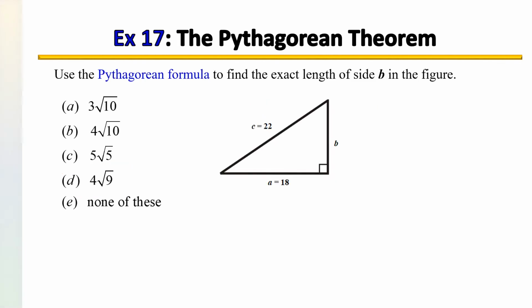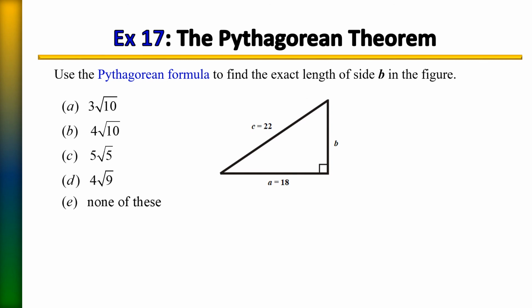In this example, we're going to use the Pythagorean theorem to find the exact length of side B in the figure below. So we're going to use the Pythagorean formula, which is a squared plus b squared equals c squared. Looking at the triangle we are given, we know side A is 18. Side C, the long side, is always going to be side C. That's called the hypotenuse. It's 22.